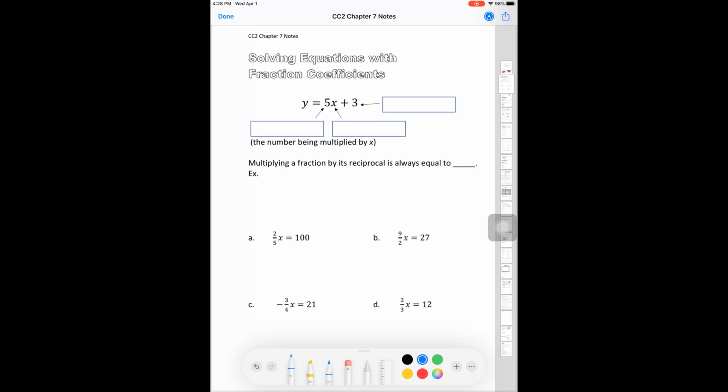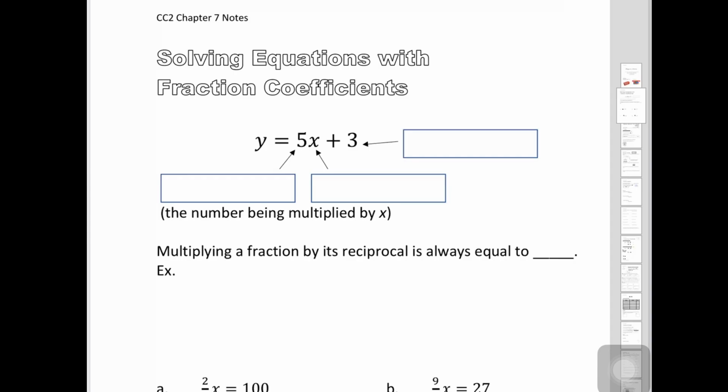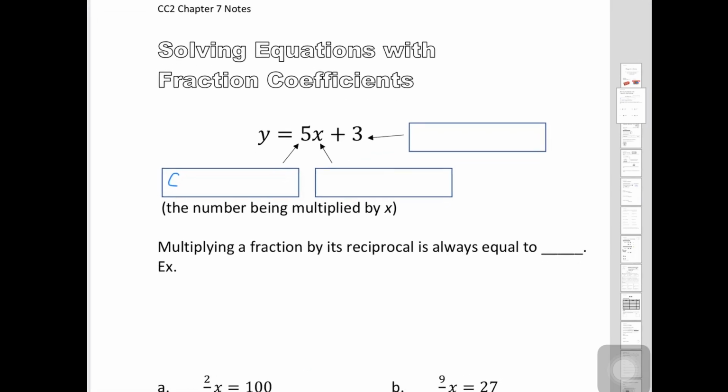The coefficient, let's start with that. That is the number right next to the x. It's the thing that you're multiplying by the variable. And in this case, it's going to be right here.